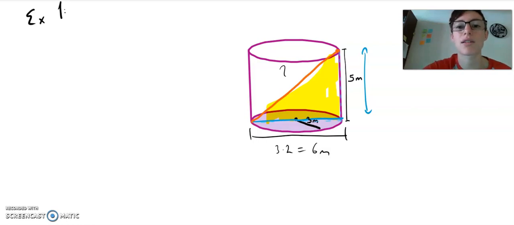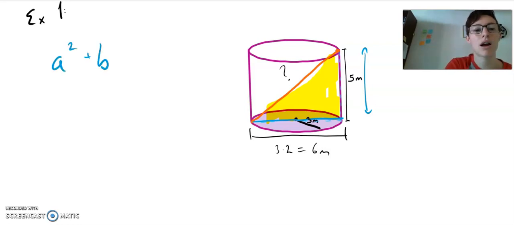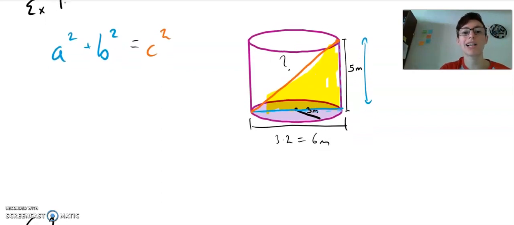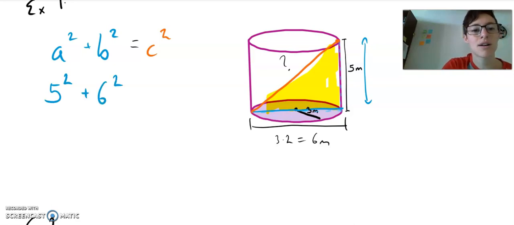So now I have one leg of 5 meters long, one leg of 6 meters long, and I want to find the hypotenuse, the orange right here. So let's go ahead and write that down. I'm going to put my legs in blue. So here's the setup using, of course, my right triangle theorem: a squared plus b squared equals c squared. Hypotenuse is orange. I'm going to plug in and solve. So one of my legs is 5 meters long. One of them is 6 meters long.